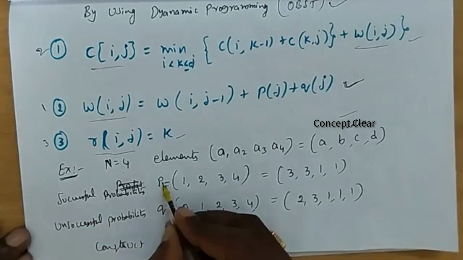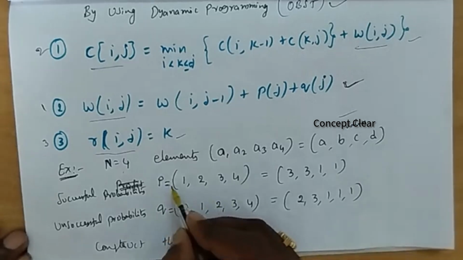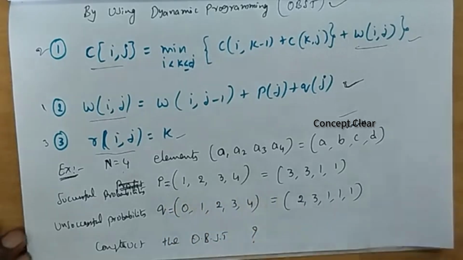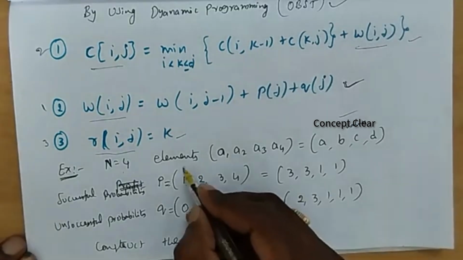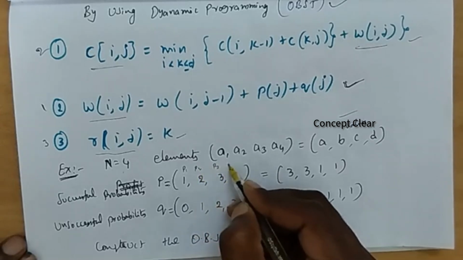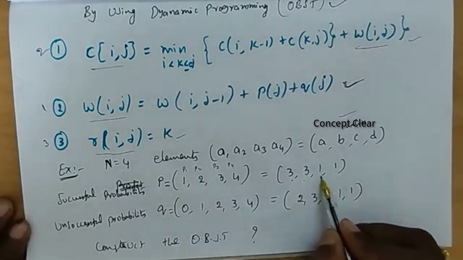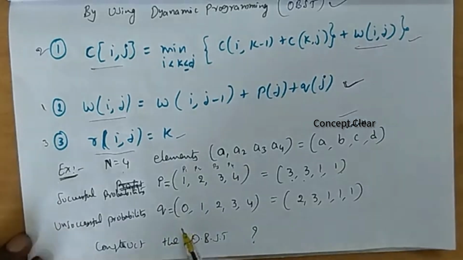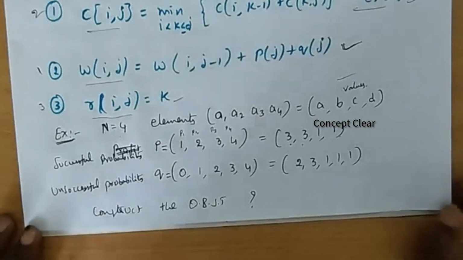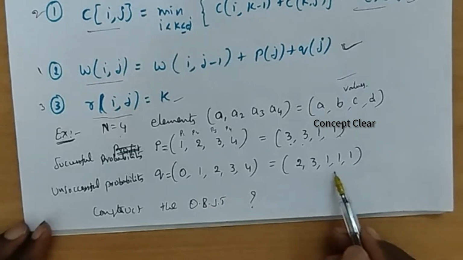Okay, P is nothing but the successful probability values. Here I am taking P equals P1, P2, P3, P4, and the values are P1 is 3, P2 is 3, P3 is 1, P4 is 1. And similarly the unsuccessful probabilities, the Q set. What is the Q set here? Q equals Q0, Q1, Q2, Q3, Q4. These are the unsuccessful values. These values are 2, 3, 1, 1, 1.